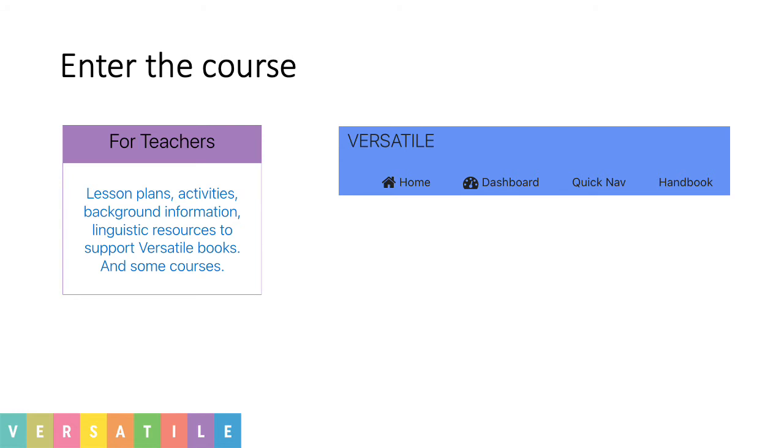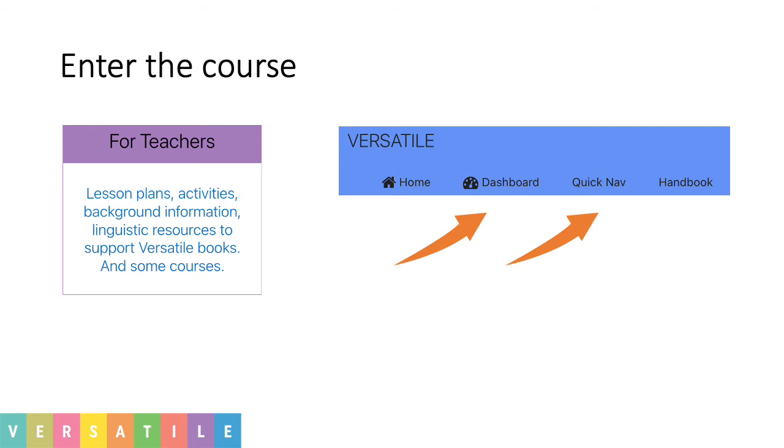So once you're in the course, or in fact to get into the course, you can click on the box which is on the home page, this For Teachers box, and choose the VersaText for Teachers course. You can also choose courses from the dashboard, and you can also choose them from this quick nav. You will see the course listed there. So this purple navigation appears at the top of every page of the site.